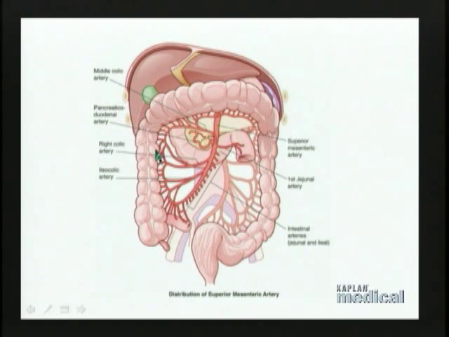Those arteries are called the vasa recti. Rectus means straight, the straight vessels. So the vasa recti are branches from the marginal artery that supply the colon.